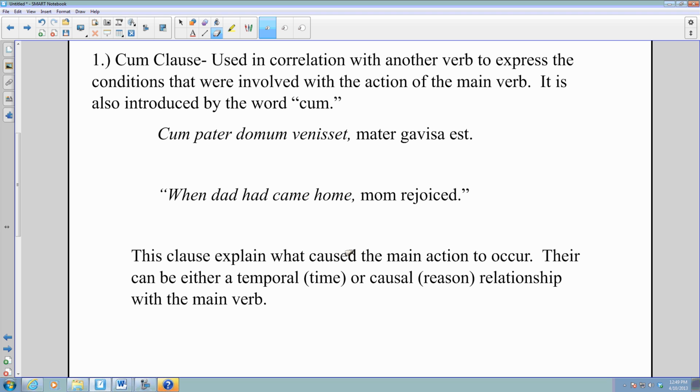So with a cum clause, I have two choices. I can either have a temporal relationship, or I can have a causal relationship with the main verb. I can say when dad had come home, mom rejoiced. Or I could say because dad had come home, mom rejoiced. So I can use either cause or time. I can say after dad had come home, before dad had come home, based on my context, I can use time, or I can say because Dad came home, since Dad came home, to make it causal.